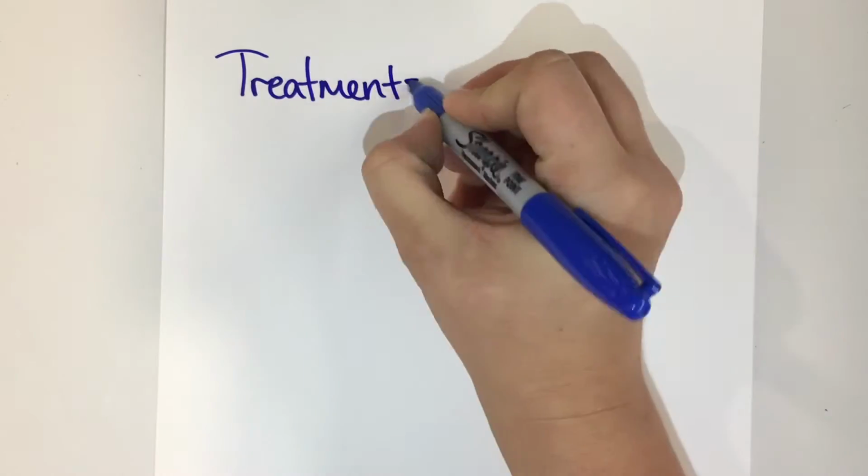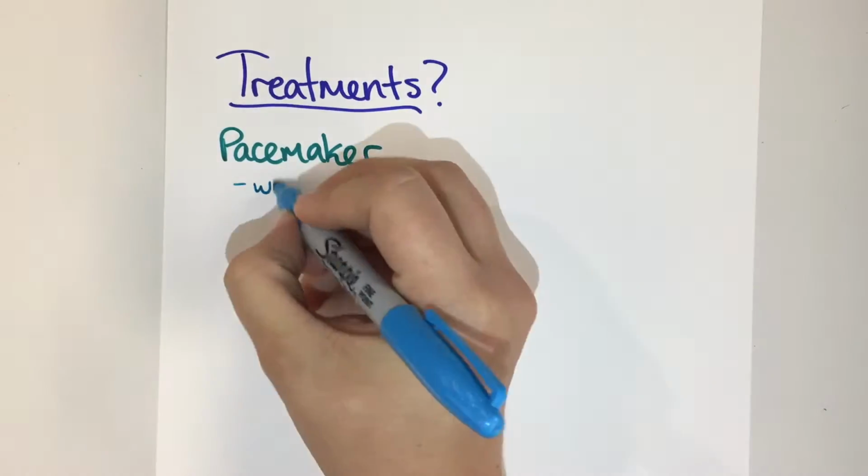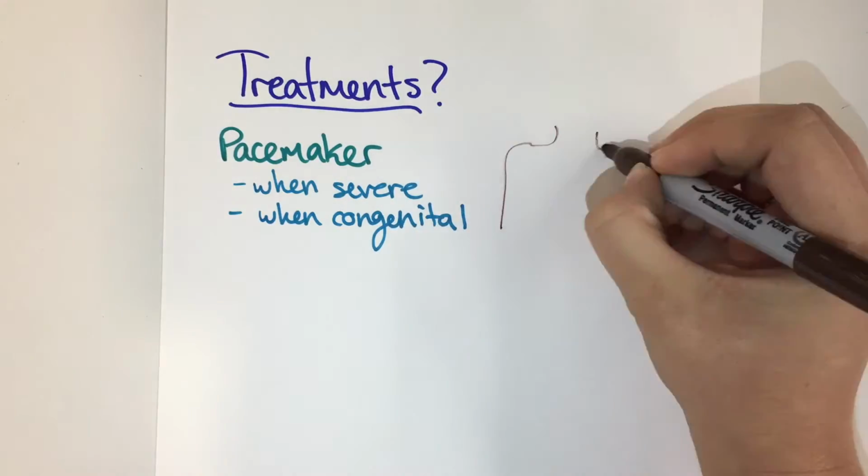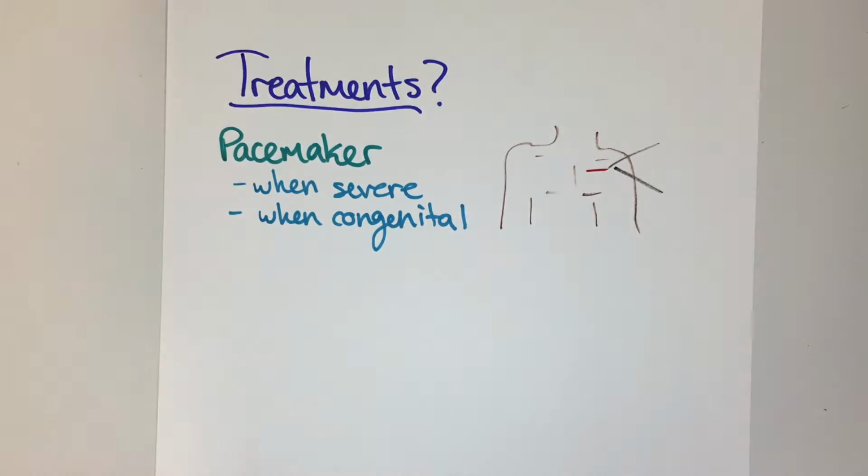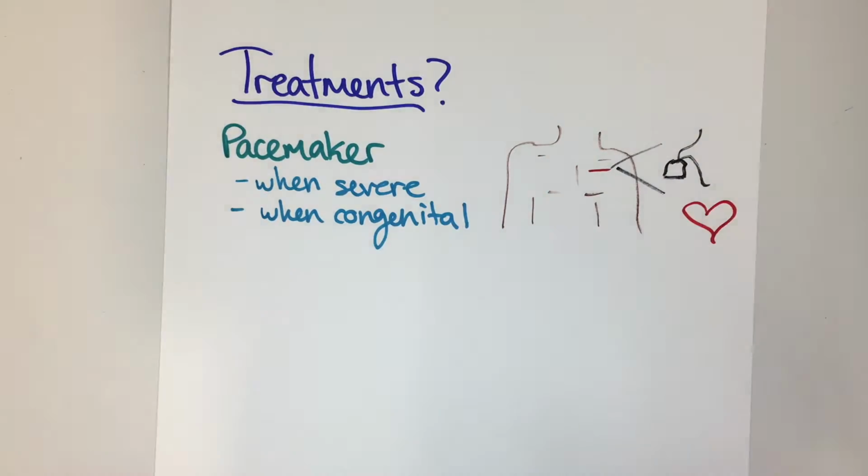Now, the treatments of second-degree heart block are limited. Most commonly used for congenital cases, the heart block will be treated with a pacemaker, which is a small device that sends electrical signals to regulate a normal heart rhythm.